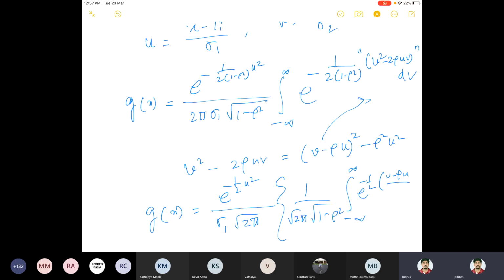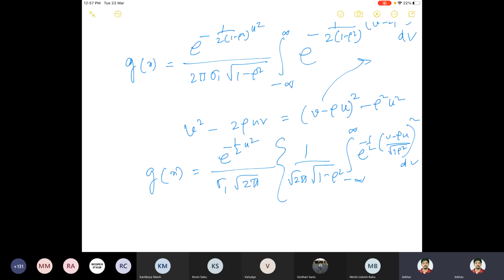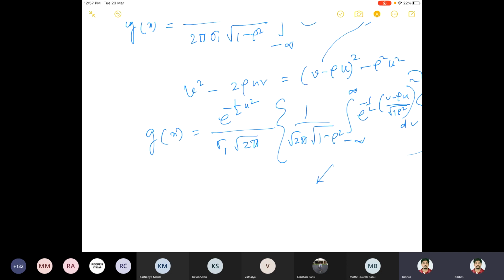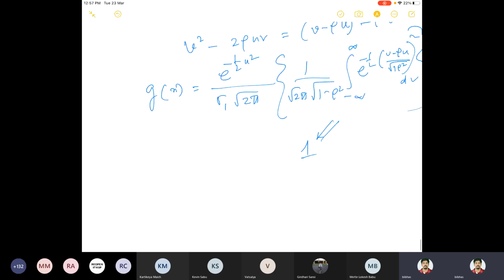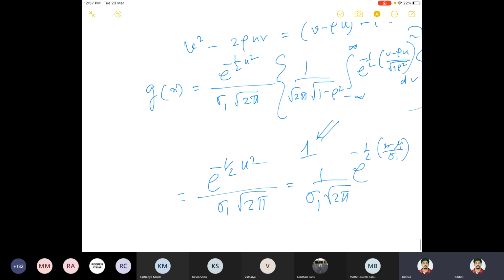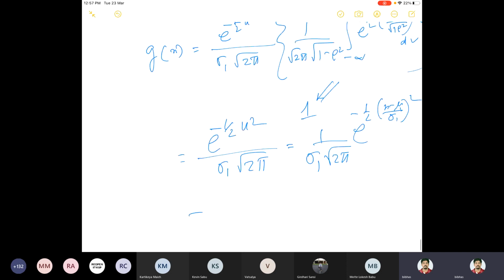And here you can see that the term inside this bracket is just a normal density. This is just again a normal distribution. So then this value will be nothing but 1. And then ultimately we have g(x) equal to e to the power minus half u square, and then sigma 1 square root of 2 pi, which is nothing but 1 by sigma 1 square root of 2 pi e to the power minus half x minus mu1 by sigma 1 whole square. So this is the marginal distribution also. So now you can say the PDF is nothing but normal mu1 sigma 1.